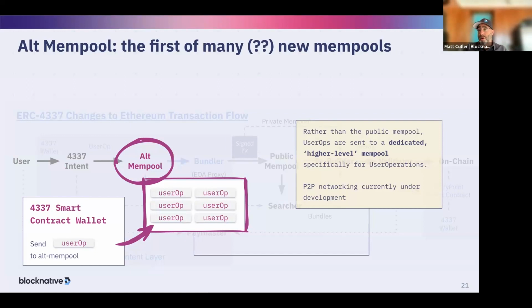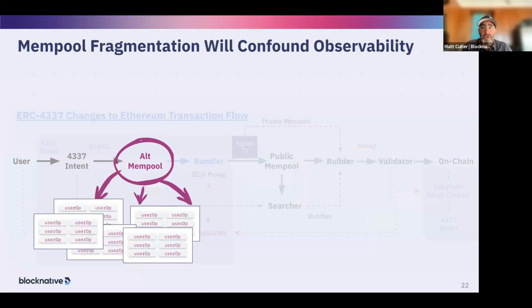There might be an arbitrary thousands, tens of thousands, hundreds of thousands of them, as different alt-mempools have different properties, have different characteristics, have different bundlers who support them, have different advantages and disadvantages. So one of the things that many folks, including us, are really interested in is to see how the alt-mempool area progresses and evolves over time as adoption of 4337 wallets and user ops increases.